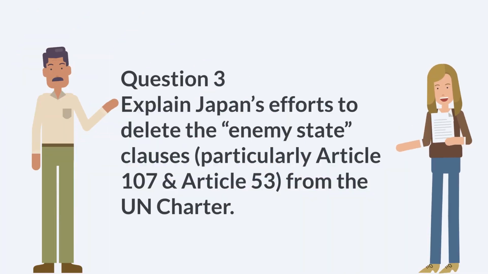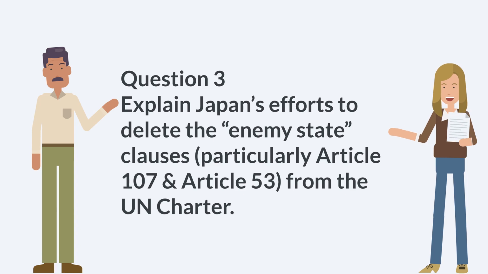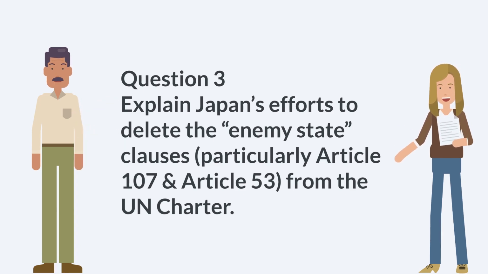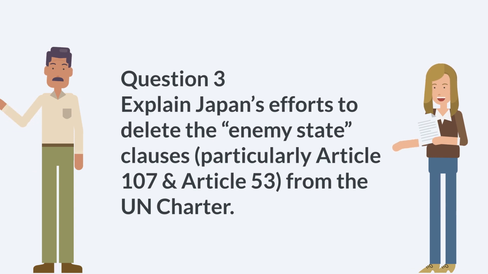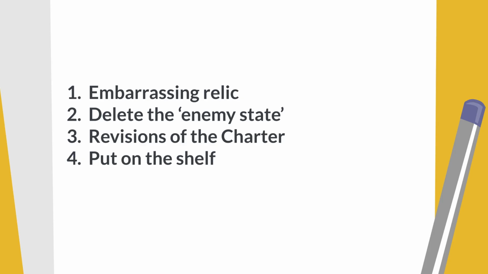Question 3. Explain Japan's efforts to delete the enemy state clauses, particularly Article 107 and Article 53, from the UN Charter. This essay consists of 4 paragraphs. 1. Embarrassing relic. 2. Delete the enemy state. 3. Revisions of the Charter. 4. Put on the shelf.